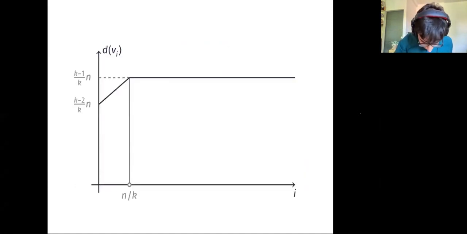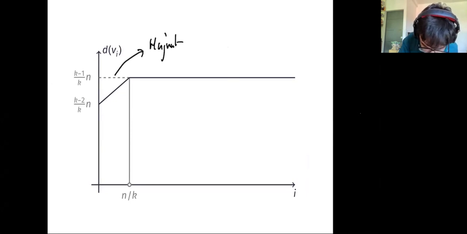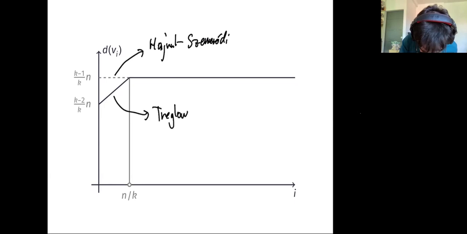Again, we can do this picture to see exactly how much degree we can save. So this is Hajnal-Szemerédi, the minimum degree which gives you the clique factor. And this result by Treglown says that you can even save some degree for the first n minus k vertices.